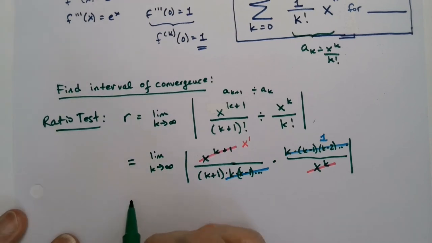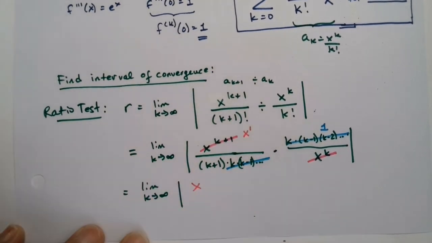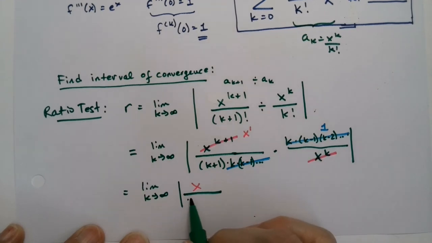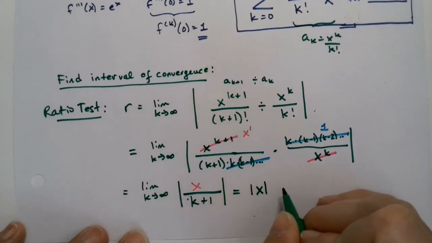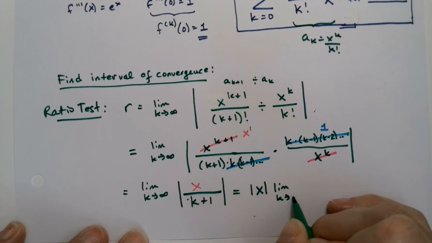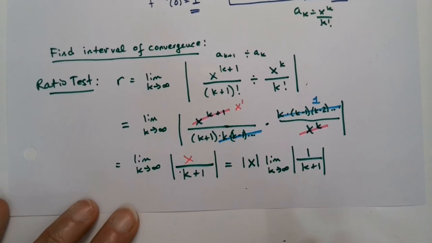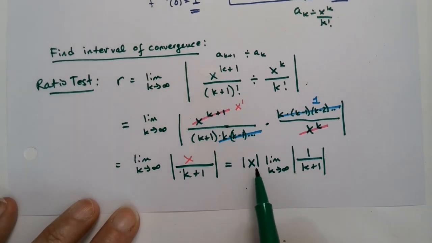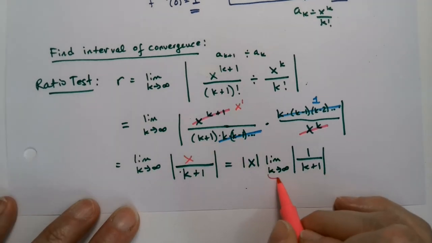Okay, so that means I'm taking the limit as k goes to infinity of x over k plus 1. Well, that's absolute value of x times the limit as k goes to infinity of 1 over k plus 1. The absolute value of x is just the absolute value of x. I could pull it out because it has no k in it. K is not involved, so it's not really part of the limit. That's why I was able to pull this out. This is 0 for all x.